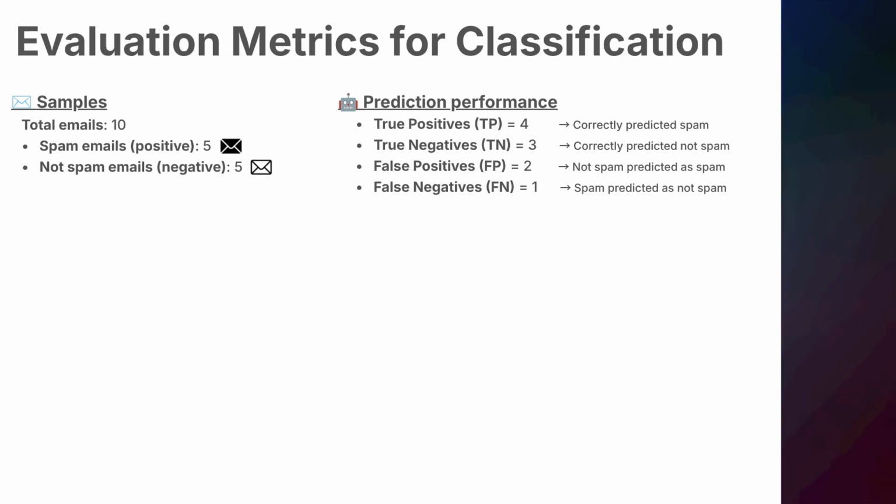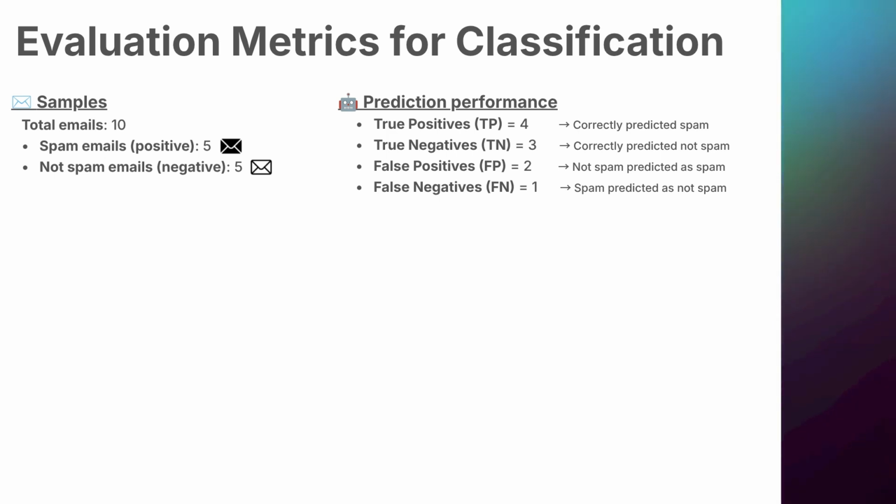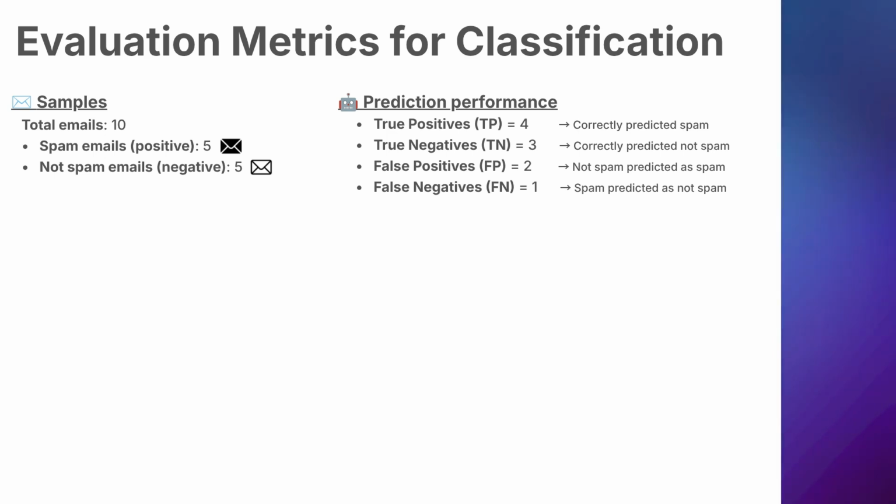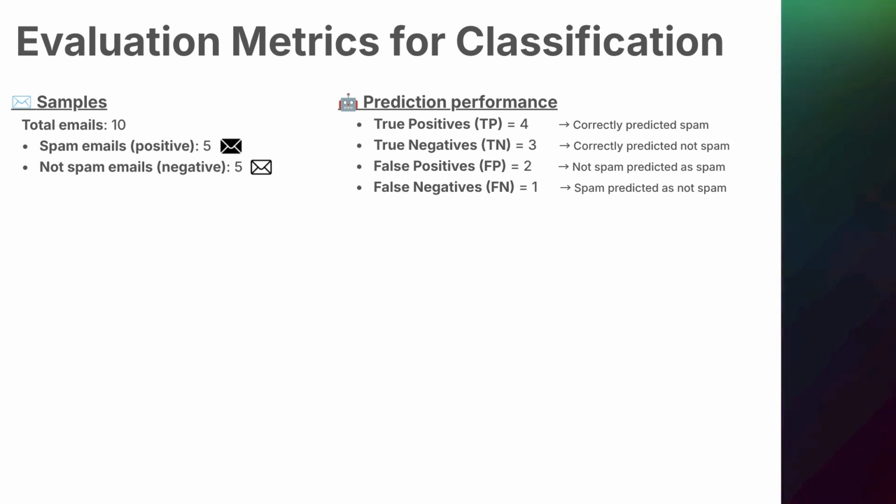However, the model made 2 mistakes where it incorrectly labeled normal emails as spam. These are false positives. Additionally, the model missed 1 actual spam email and wrongly marked it as not spam, which is a false negative. These 4 values help us understand how accurate and reliable the model's predictions are.